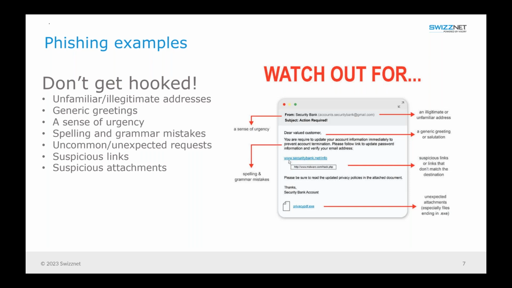Looking at those sort of generic greetings, looking for those spelling and grammar mistakes. I think we all got wise to that when we had all of those princes out there offering to give us money. The spelling and grammar mistakes were the most prevalent telltales there. Besides the fact that we weren't expecting money from anyone.